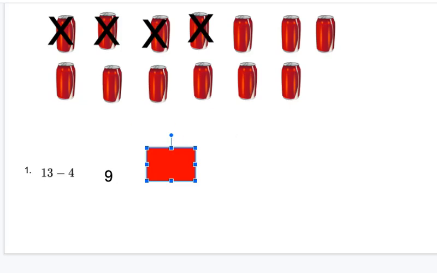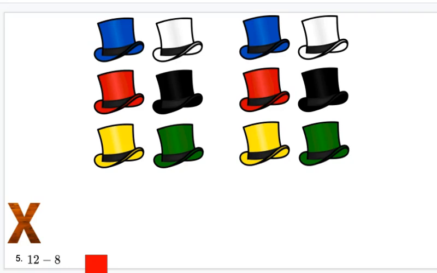So let's go to another problem. This is number 5, and our number sentence is 12 minus 8. And again, I just drew a picture, but let's make sure I have 12 items. 1, 2, 3, 4, 5, 6, 7, 8, 9, 10, 11, 12. And again, I just picked out a little X. So I'm going to go through and draw an X on 8 of the objects that I drew.